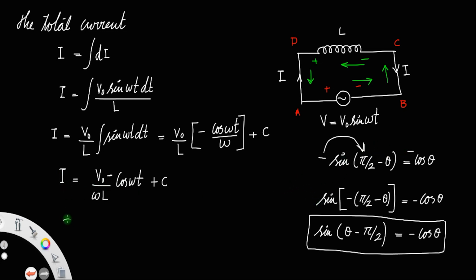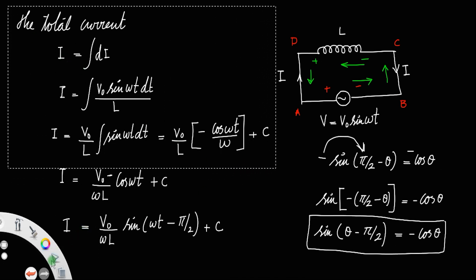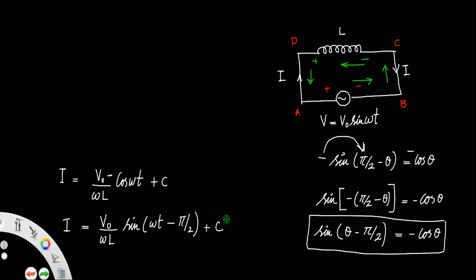So we can write here I is equal to V0 by omega L. Instead of minus cos theta, minus cos omega t, you can write sine of (omega t minus pi by 2) plus C. Clear? I just used this equation in here. Now we have to find the value of the constant C.